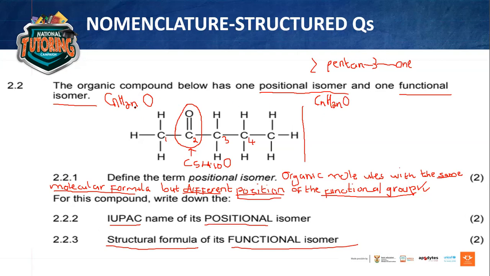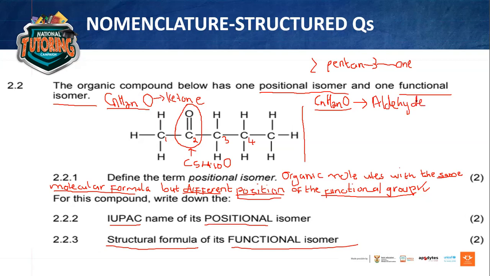Because if the general formula of 2 different homologous series is the same, but the homologous series are different, then I'm going to get different molecules belonging to different homologous series. So this is a ketone, and definitely another homologous series with the same general formula will be an aldehyde. Right. It means now I must draw an aldehyde.